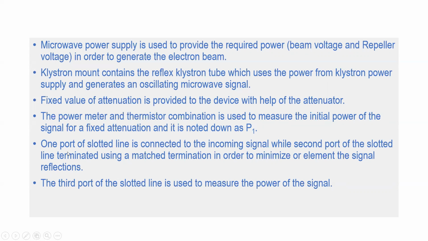Like we have said earlier, one part of this slotted line is connected to the incoming signal, while the second part of this slotted line is terminated using a matched termination in order to minimize or eliminate the signal reflections. The third port of this slotted line is used to measure the power signal.